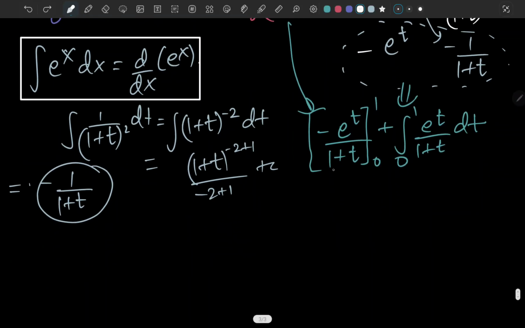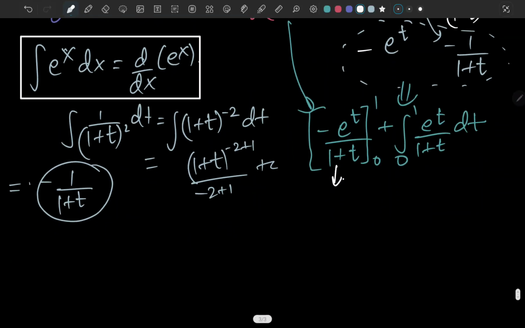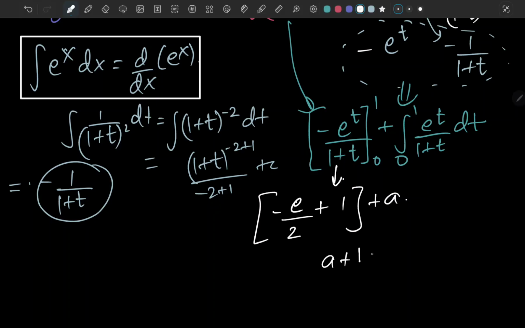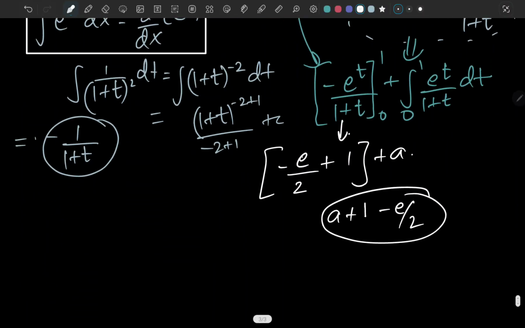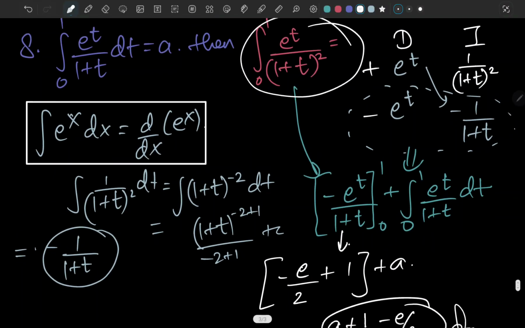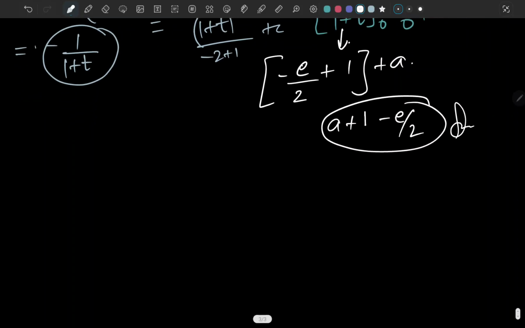That's easy to evaluate. When you just plug t as 1, well, let's do that properly: negative e over 2, plus e to the 0 over 1, plus a. So this becomes a plus 1 minus e over 2. Yeah, so that is what this integral evaluates to. That is our answer for that integral. That is easy, guys. It's not that difficult, I think. But that was fun.